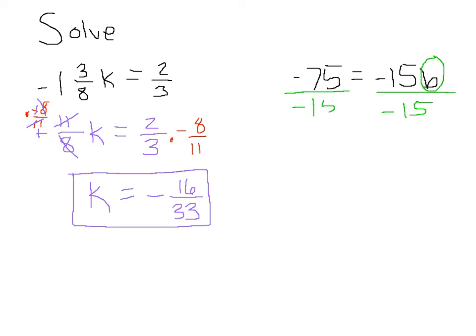Whatever you do to one side, you have to do the same exact thing to the other side of the equation. This is an equation. So you end up with positive 5 equals b. And that is your final answer for this problem.